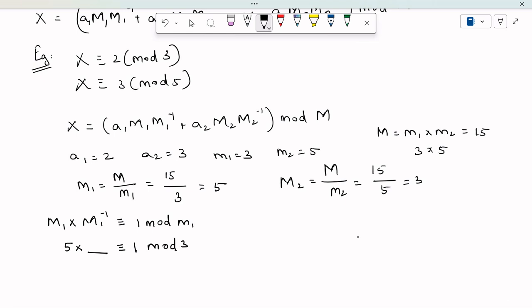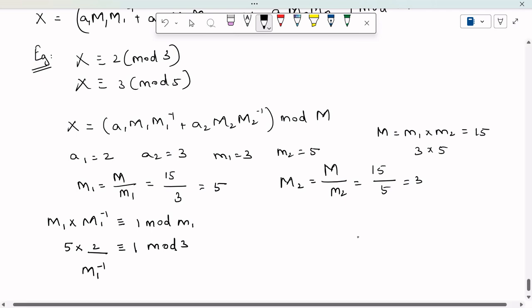So what is that something? 5 multiplied by 1 is not congruent to 1. What about 5 multiplied by 2? That is 10. 10 minus 1 is 9, which is a multiple of 3. So M1 inverse is equivalent to 2.